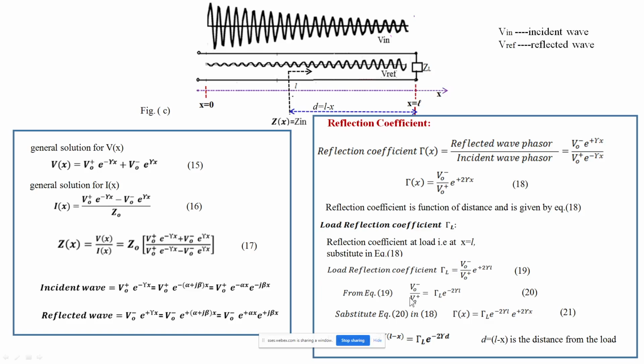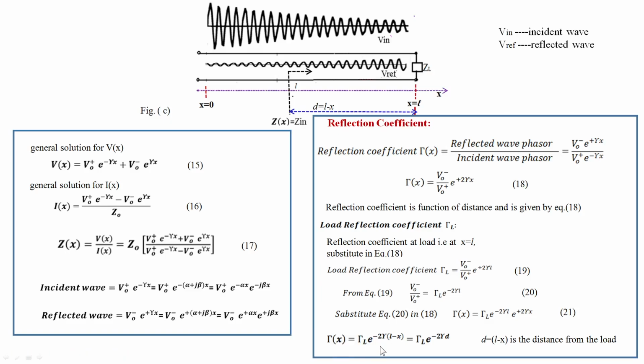Now substituting this V naught minus over V naught plus in equation 18, this is equation 18 here. We got V naught minus over V naught plus in terms of the load reflection coefficient. The load reflection coefficient is this value. Substitute this value in this equation. So this is the one. See, this is tau L e to the power minus 2 gamma L e to the power plus 2 gamma x here.